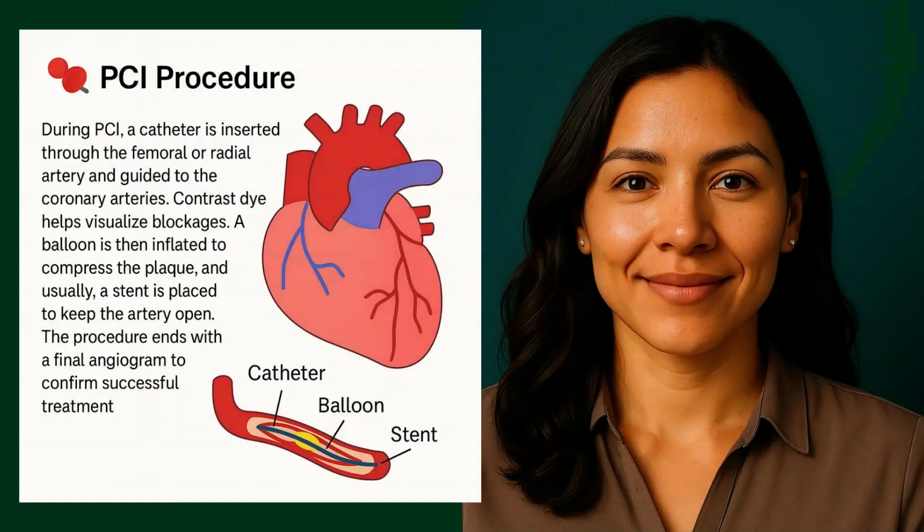During PCI, a catheter is inserted through the femoral or radial artery and guided to the coronary arteries. Contrast dye helps visualize blockages. A balloon is then inflated to compress the plaque, and usually a stent is placed to keep the artery open. The procedure ends with a final angiogram to confirm successful treatment.